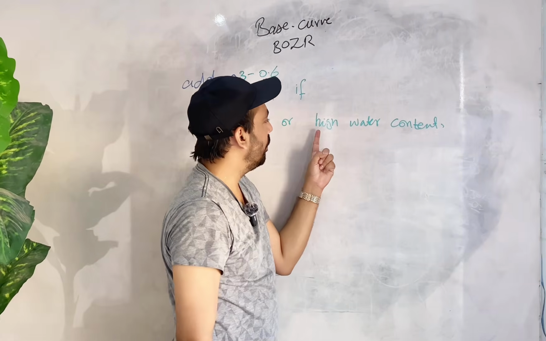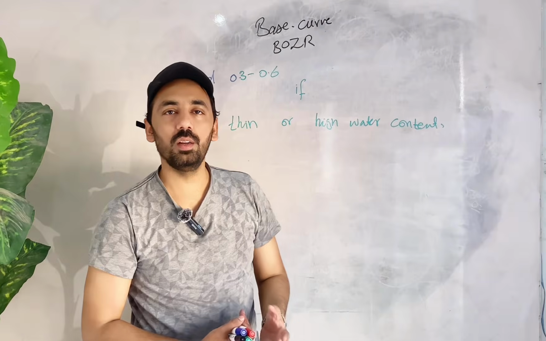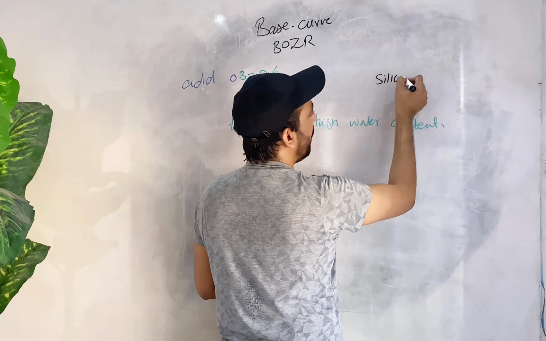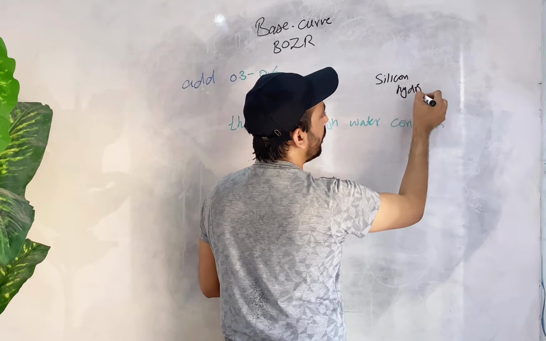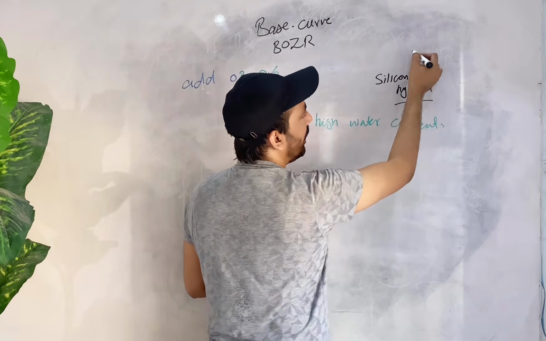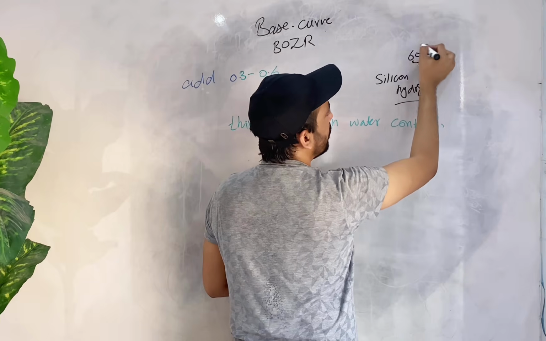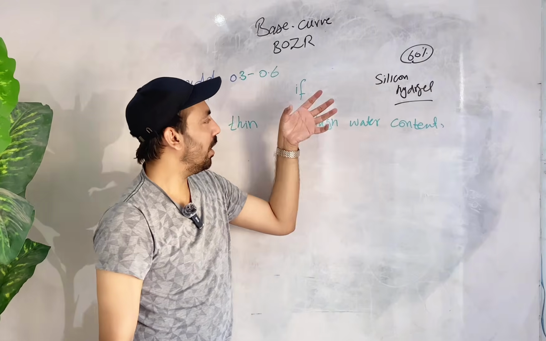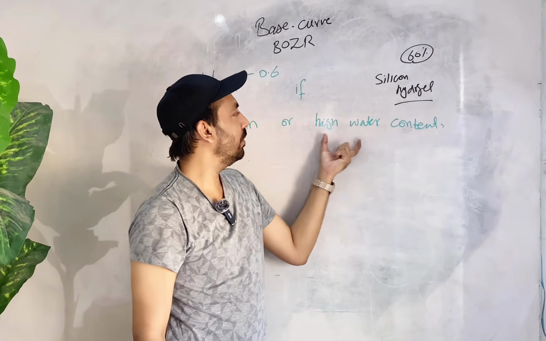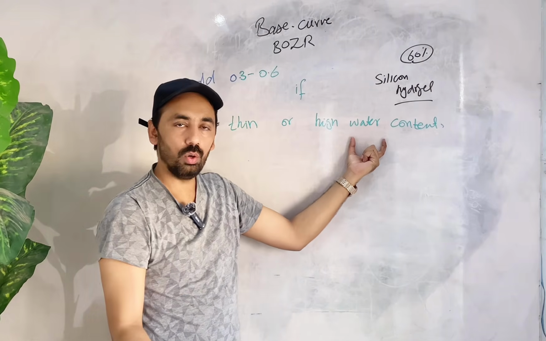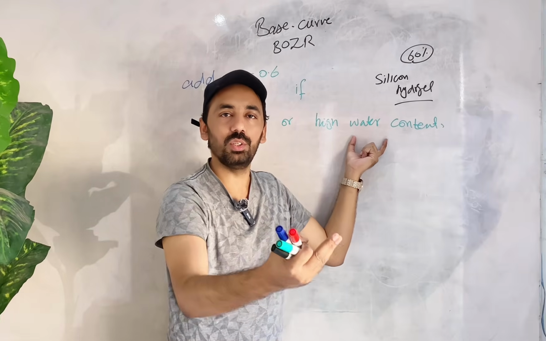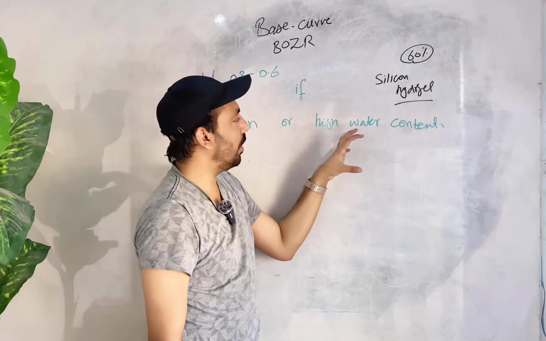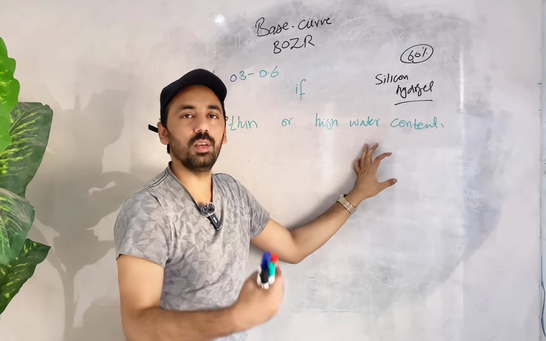Or if water content is high, if you have used a silicone hydrogel contact lens having water content more than 60%. So if you are using silicone hydrogel contact lens, it means that the content of water is already increased. So increased water content means increased oxygen, H2O. So there will be enough oxygen for the contact lens, for the cornea as well.